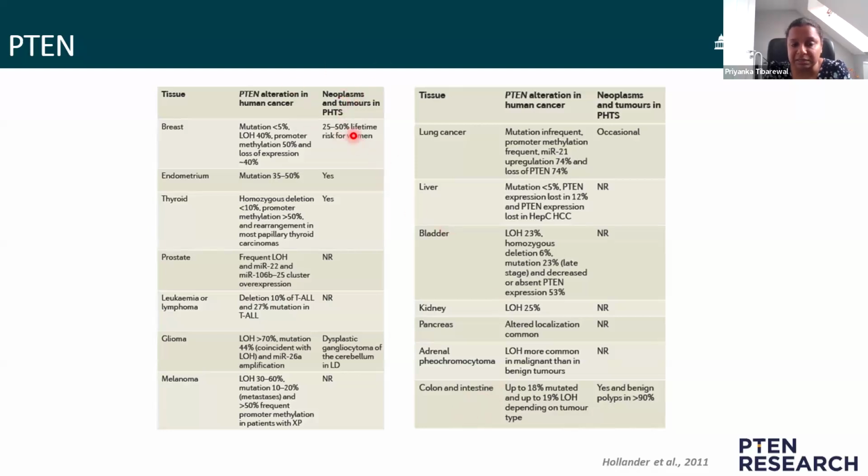So you've got breast cancer in PHTS patients, endometrial cancer, thyroid cancer, and then you've got benign polyps in the GI tract. But other than that, there are some other cancers such as prostate cancer, leukemias, and glioblastomas, which are not seen in PHTS, for example. Melanomas are associated with PHTS. I think this publication is probably a bit too old, but melanomas are associated with PHTS now.